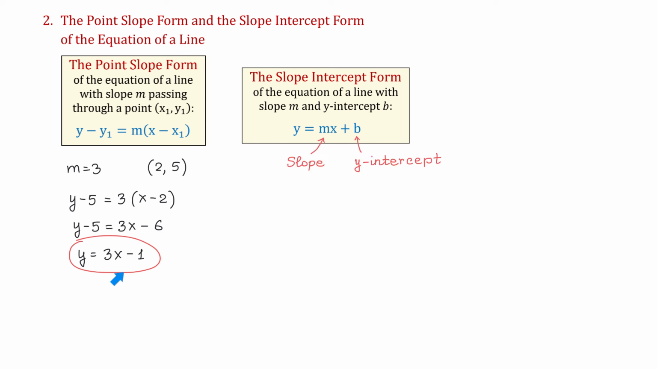So if we graph this line, we know that it will cross the y-axis at -1 and it will have the slope 3. So on the y-axis here is -1, then we can use the slope to plot another point. Because the slope is 3, from this point we will count 3 units up and 1 to the right and plot another point. Then we will connect them to get the line.